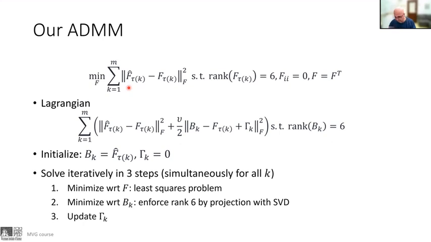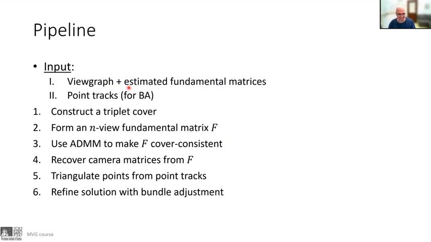No, right. So here is the pipeline. Let's see the pipeline. The input: really we start with images, but what we do is we take pairs of images and estimate the fundamental matrices. That gives you F hats. In addition, we produce point tracks that we will use in the end in the bundle adjustment step. So for our algorithm, we have the graph with the fundamental matrices, F hat. We take this graph and first produce a triplet cover.